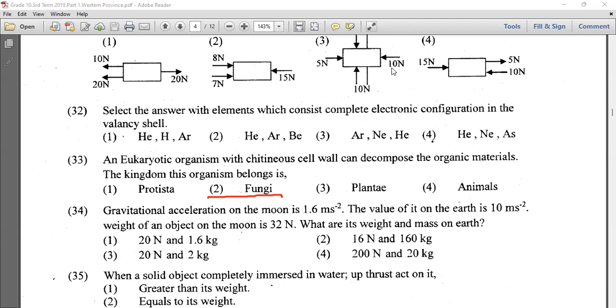It's a structural polysaccharide. No problem, you can eat it. Right? But fungi, they have a cell wall. The cell wall is also made up of chitin.